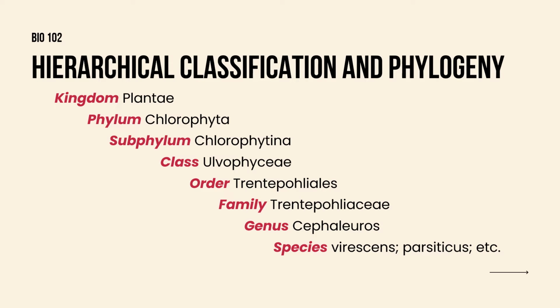So for the hierarchical classification of Cephaleuros, we can see in the texts on the slide that it belongs to Kingdom Plantae, phylum Chlorophyta, subphylum Chlorophytina, class Ulvophyceae, order Trentepoliales, and family Trentepoliaceae, and then the genus Cephaleuros. Some examples of species belonging to Cephaleuros are Virescens, Parasiticus, and more.